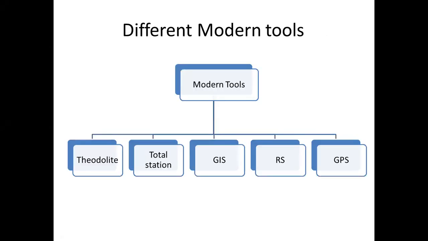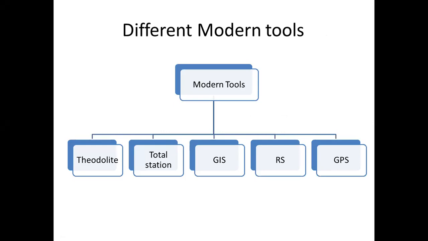Hello everyone. Today's chapter is modern tools. Here, different modern tools are given. So here there are five modern tools. First one is theodolite, second is total station, third one is GIS, fourth is RS, and fifth is GPS.